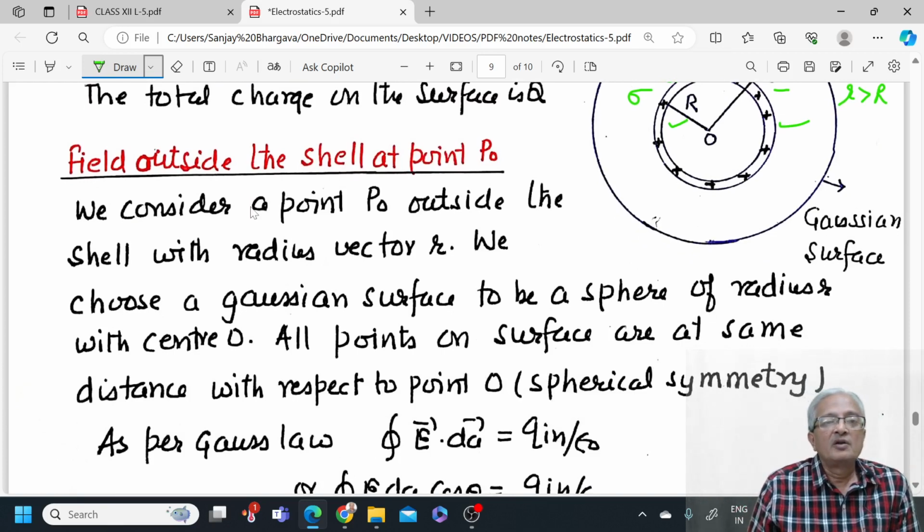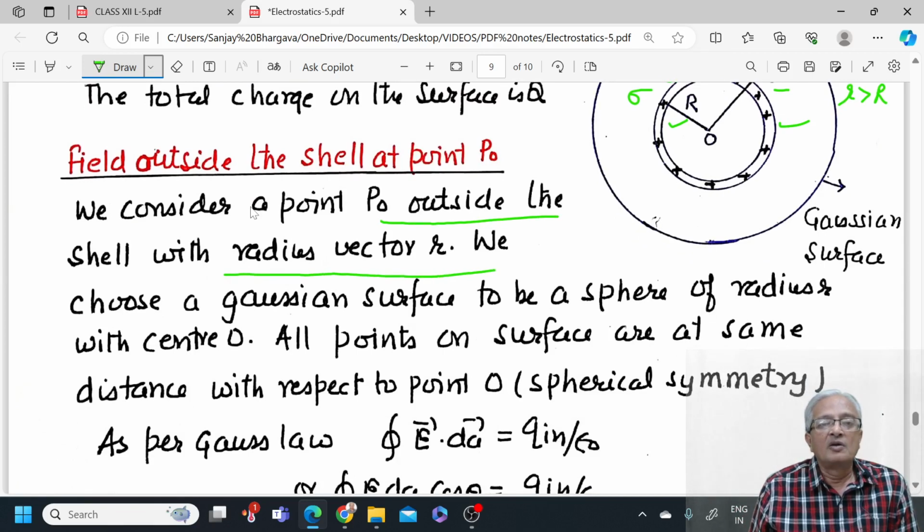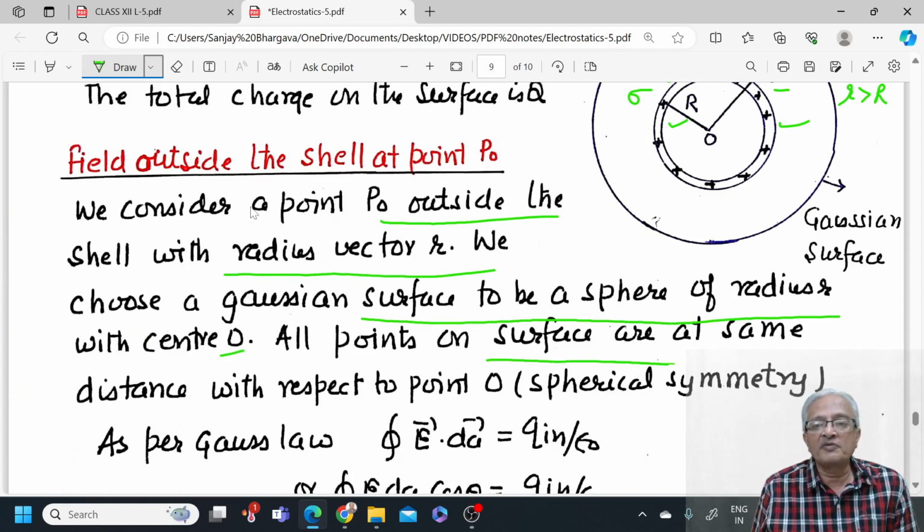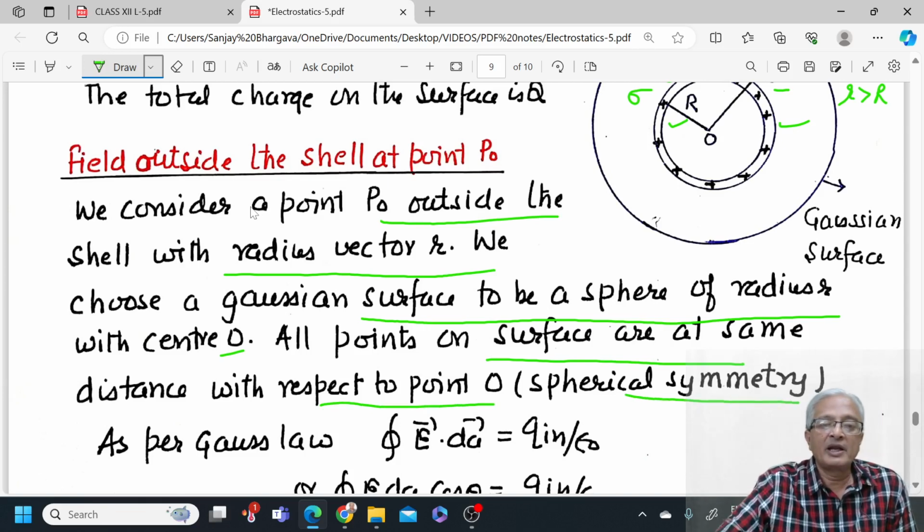So we have said we consider a point P0 outside the shell with radius vector r. We have chosen a Gaussian surface as a sphere of radius small r with center O. All the points on the surface are at the same distance with respect to point O, and that is what is known as the spherical symmetry.